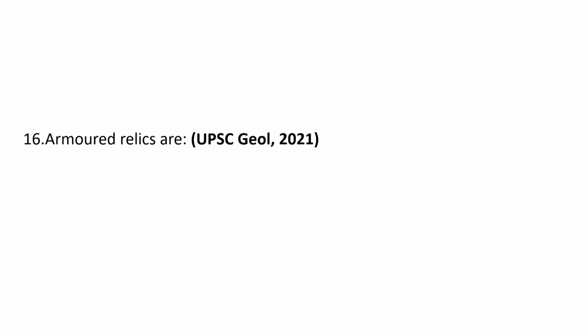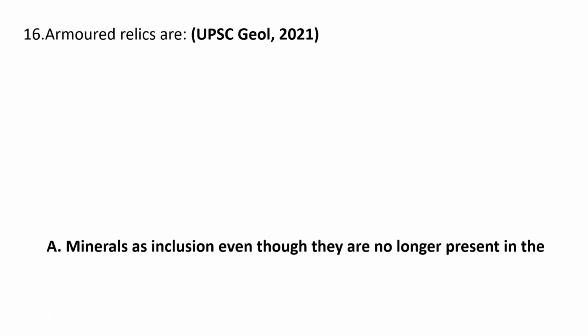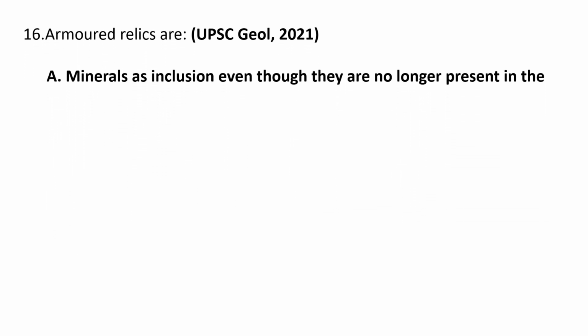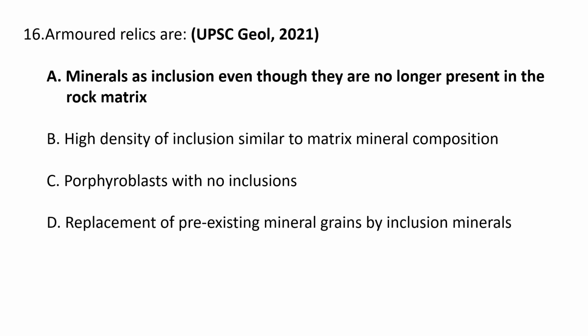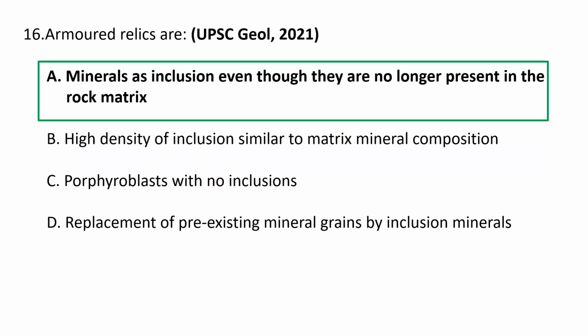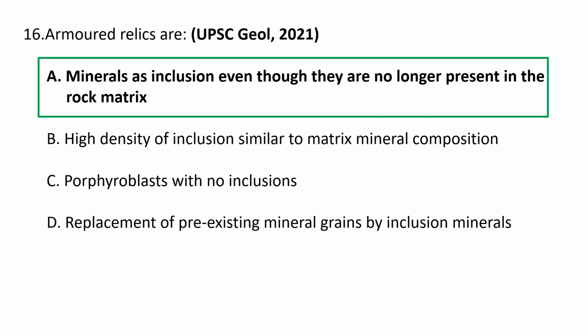16th question. Armored relics are. Choices are A. Minerals as inclusion even though they are no longer present in the rock matrix, B. High density of inclusion similar to the matrix mineral composition, C. Porphyroblasts with no inclusions, and D. Replacement of pre-existing mineral grains by inclusion minerals. So here the correct answer is A. Minerals as inclusion even though they are no longer present in the rock matrix are known as armored relics.